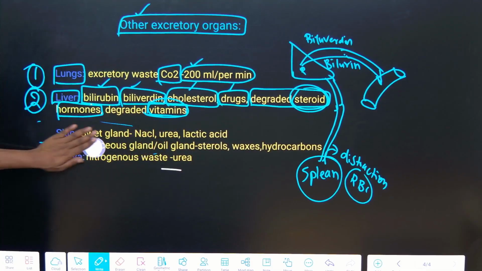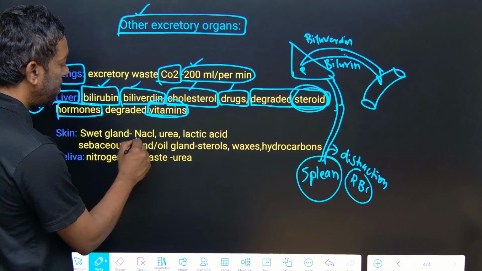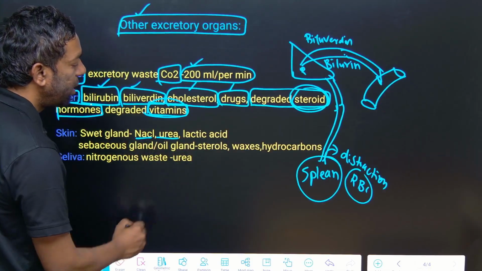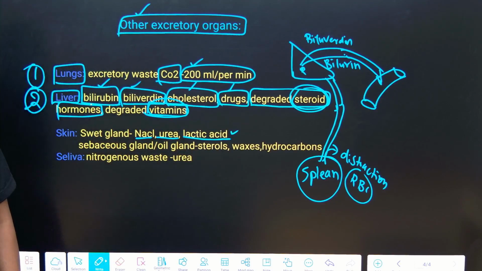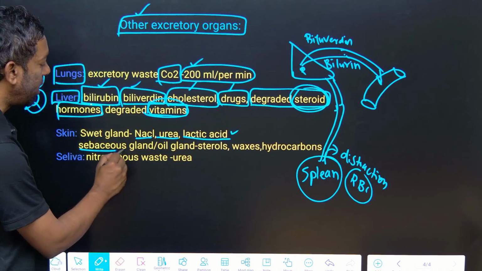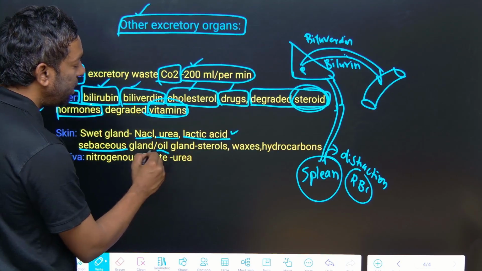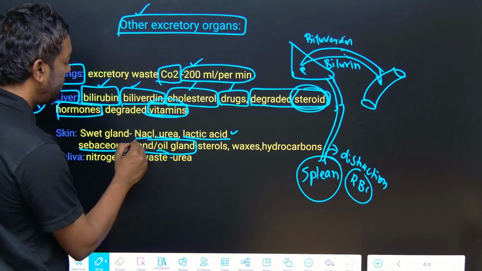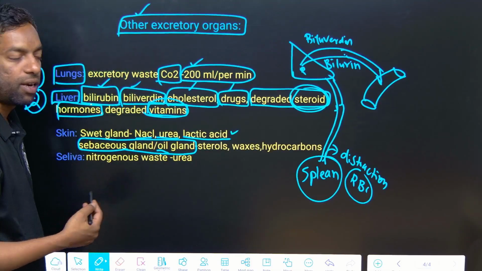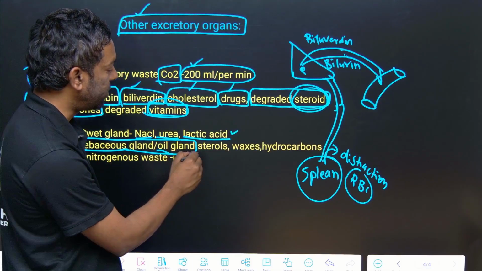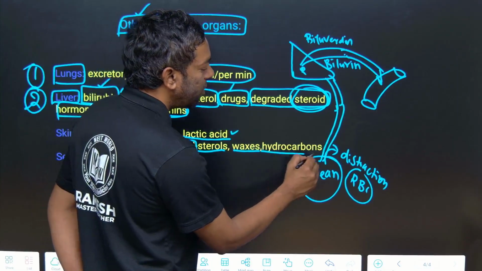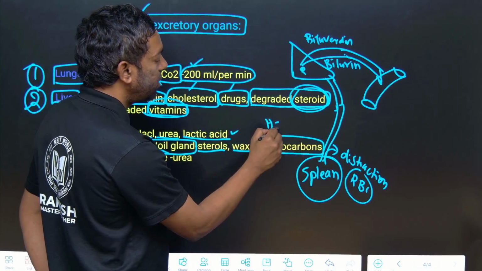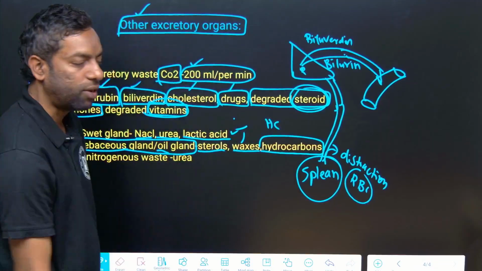Sweat glands excrete NaCl, urea, and lactic acid. Sebaceous glands are the oil glands. We can call them oil glands. They excrete steroids, waxes, and hydrocarbons. Hydrocarbons, waxes, and sterols.